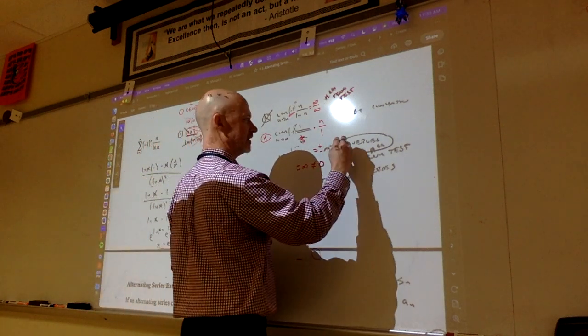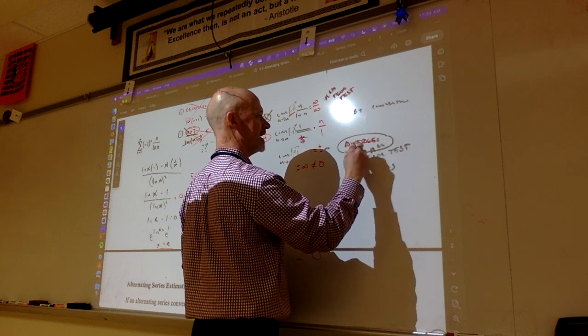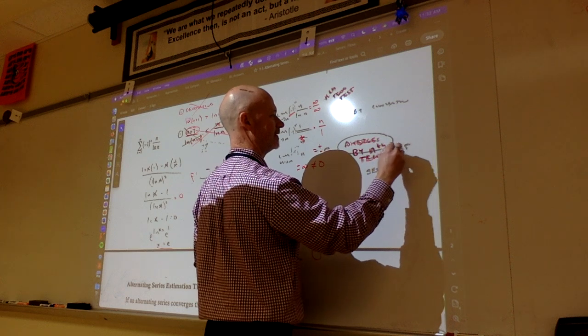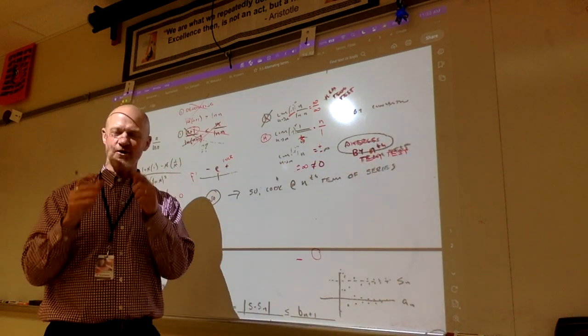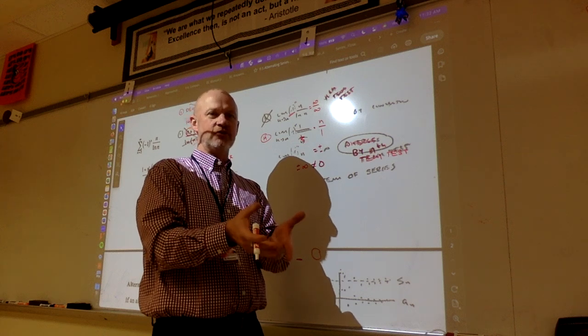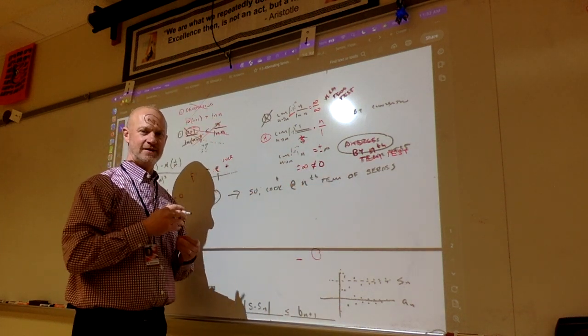And so this thing does diverge by the nth term test, not by the alternating series test. So alternating series proves convergence. Nth term test proves divergence.